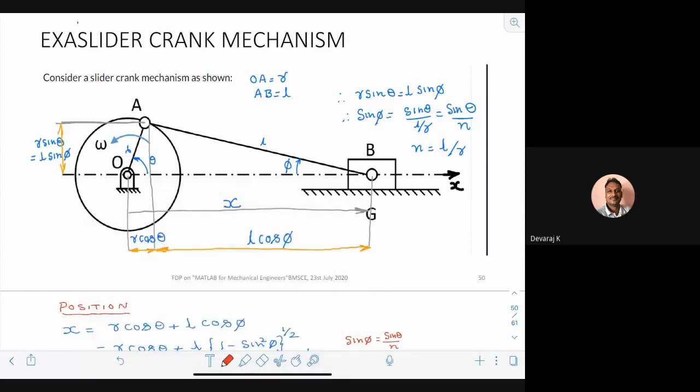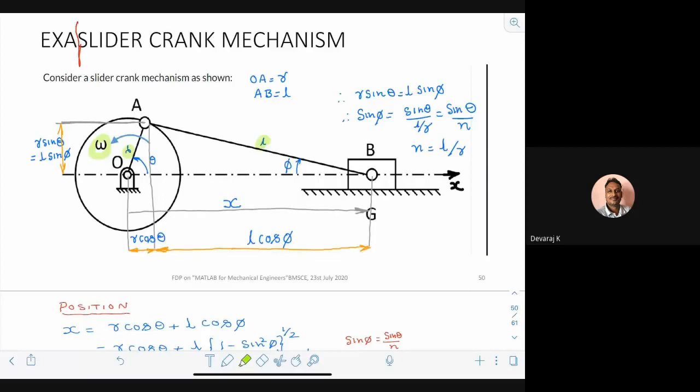It is an example of a slider crank mechanism. All of you have studied this fundamental subject. If R is the radius of the crank and L is the length of the connecting rod, and omega is the angular velocity in radians per second, if you are given RPM in the program, you just multiply by 2 pi N by 60 and you get omega. So omega is an input, R is an input, L is an input in this particular analysis problem.